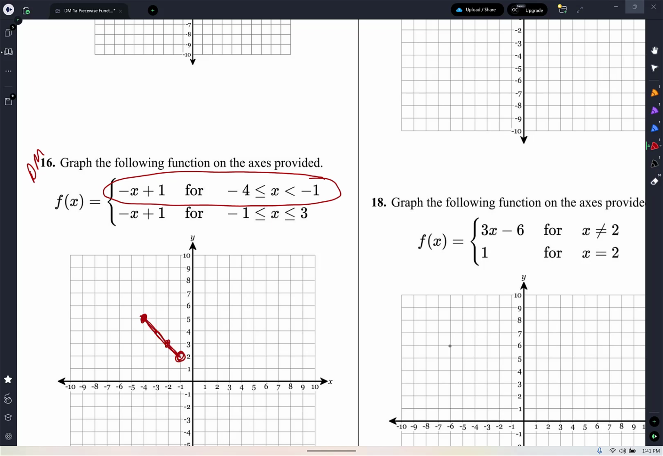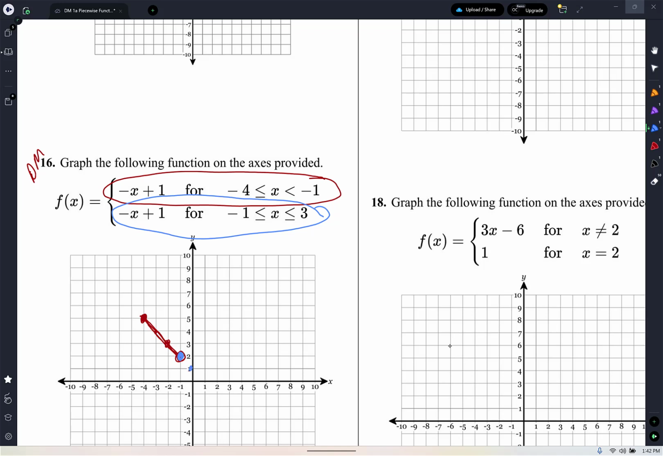Don't worry, that open circle is going to be filled in with the next one, and the next one is going to be the same equation anyways. If I plug in negative 1 for the one in sky blue, I'm in the same location because it's the same expression. Negative 1, negative times the negative is a positive, so I get a positive 1 plus 1, which is 2, so negative 1, 2, and that's an equal sign. So I fill in that hole, and I keep going with the slope of negative 1.